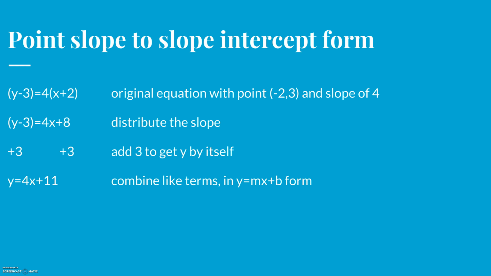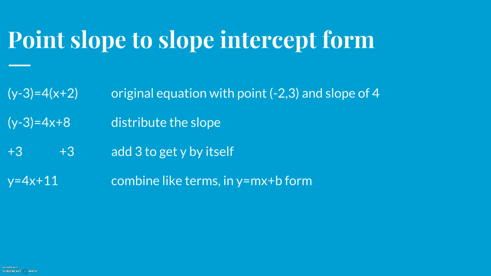To find the slope-intercept form is essentially looking for y equals. Remember, slope-intercept form is y equals mx plus b. So to get to slope-intercept form, we want to get everything away from the y. The first process in doing that is distributing this 4 so that we can add or subtract later. So distributing your slope, 4 times x gives you 4x. 4 times 2 gives you 8. So we now have y minus 3 equals 4x plus 8.